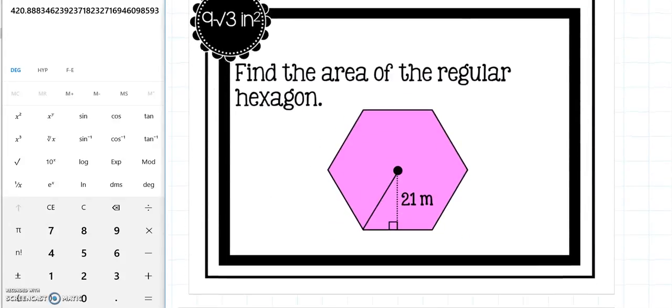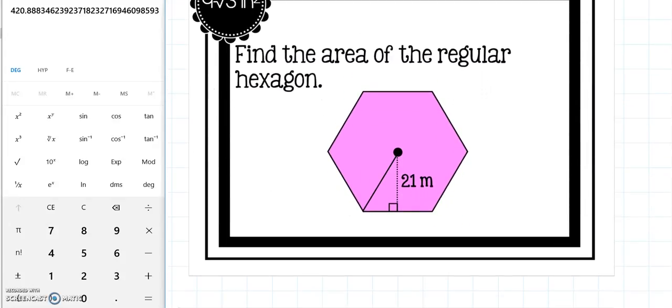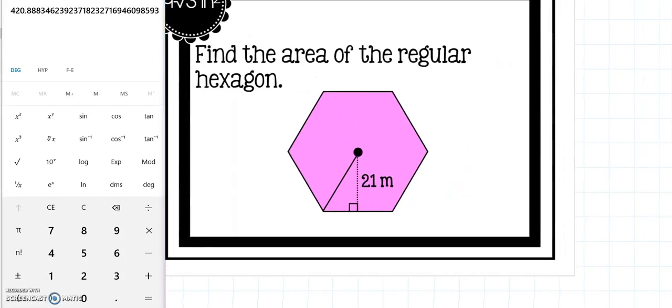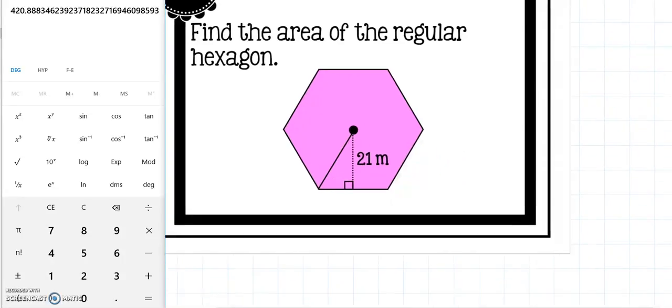Okay. Let's try another one. I'm going to skip that one. Let's try this one. We're going to find the area of the regular hexagon. So pause the video, copy it down, and we're going to start from there.